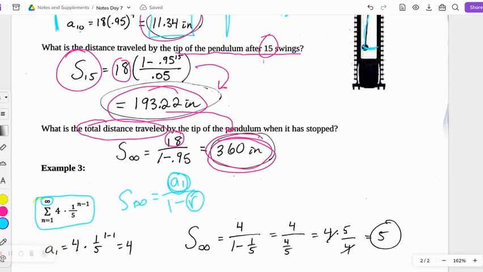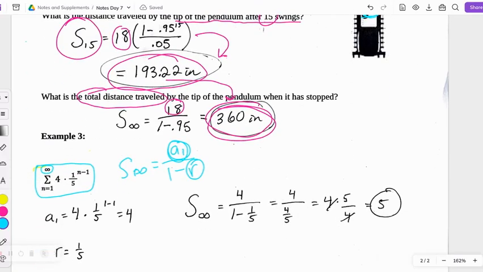All right, well, what's our first term? Well, we put in a 4 times 1/5 to the 1 minus 1. Well, once again, that's just going to be the 0 power. Anything to the 0 is 1. So our first term is 4. This is in perfect form for us to be able to see that the first term is 4. And then our r value is 1/5.